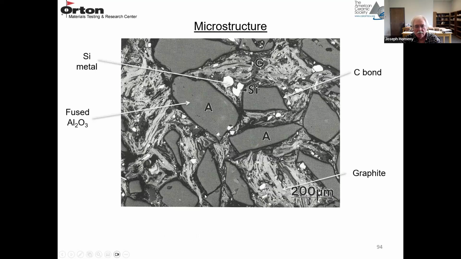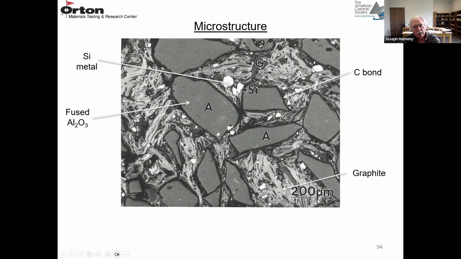The microstructure looks like this. The darker gray particles labeled A are alumina, and you can see there's no porosity here. So this is a fused alumina, it's very dense. These light gray regions are the graphite flakes. They're quite easy to see.